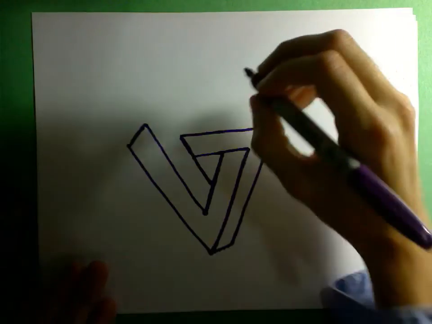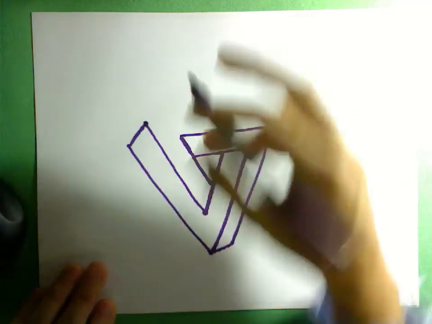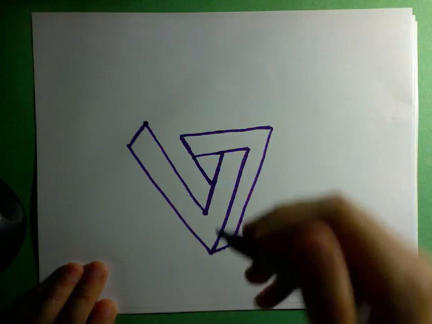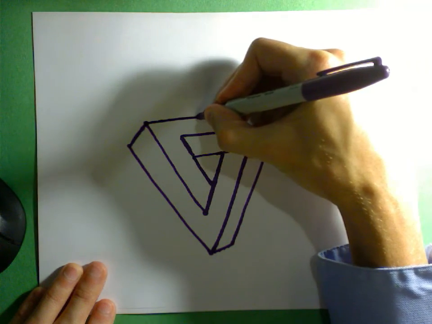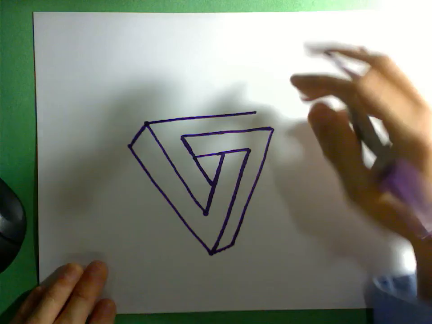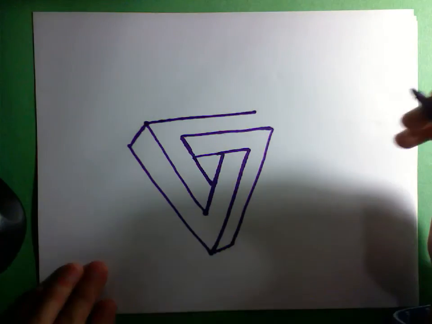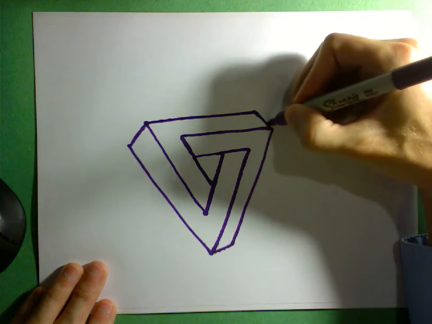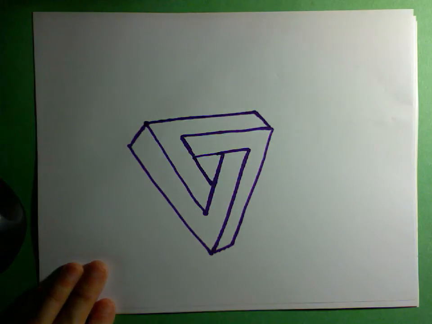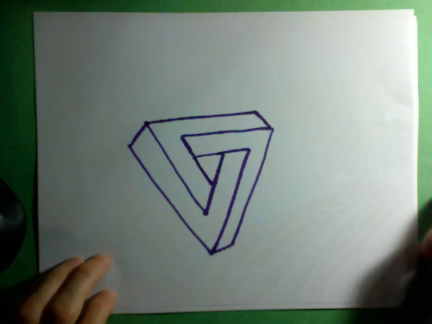So the last step is we are going to add a line that comes off of this point right here. And we're going to extend it out until it almost matches that line right there, a little bit before that line. And then we're going to close it off like this with an angled line. And then you have your drawn impossible triangle.